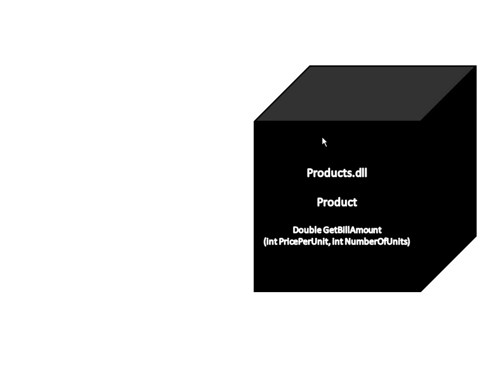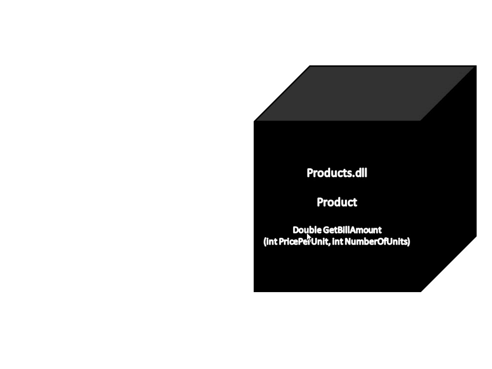Say the name of the DLL is products, and in that DLL we have a class called product, and in this class we have a method called get bill amount. This method takes two parameters: one is price per unit, another is number of units. It is going to calculate the bill amount and return the bill amount as double. Now say I have developed this DLL.